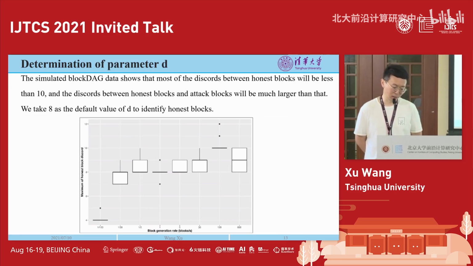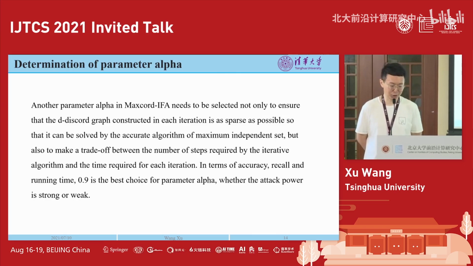Here is a figure. The horizontal axis represents the block generation rate. The vertical axis represents the maximum of honest blocks' discords. So next we talk about another parameter, alpha.